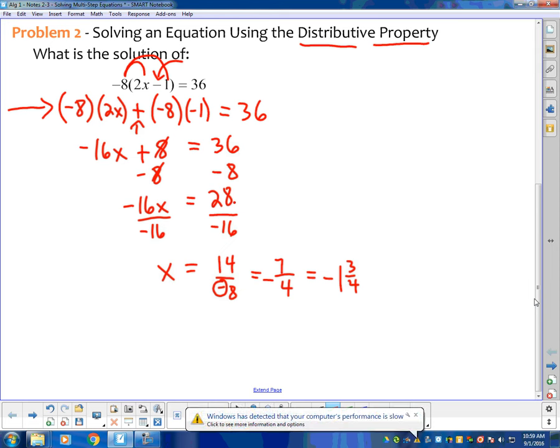Let's go ahead and do the check. The check is difficult when we have fractions involved, but it can be done. So I'll show you what it looks like. We have negative 8 times, in parentheses, 2 times negative 7/4, probably entering it in as an improper fraction is easier, and then minus 1. And we'll see what that equals. It should equal 36 here.